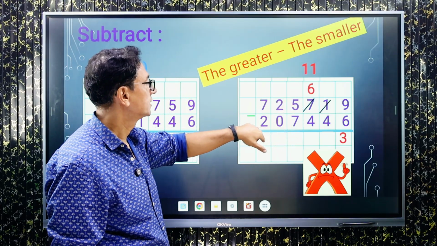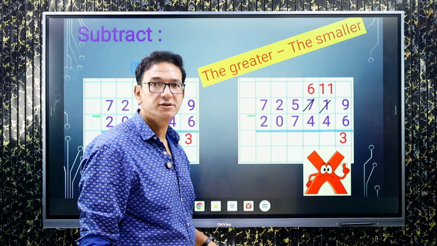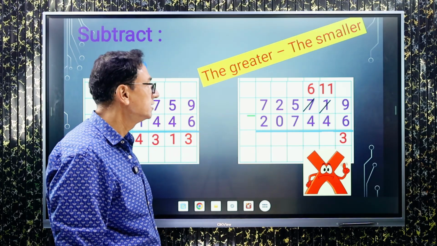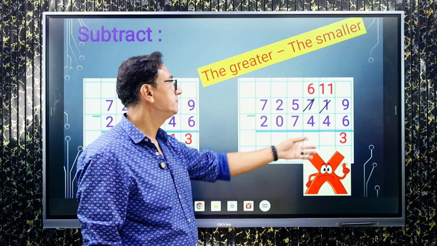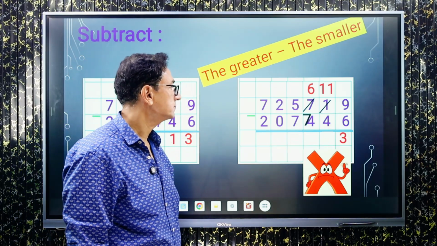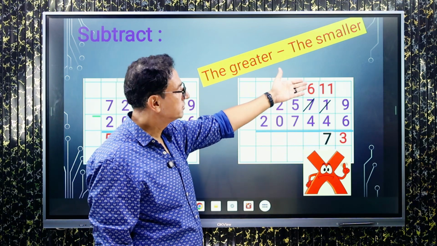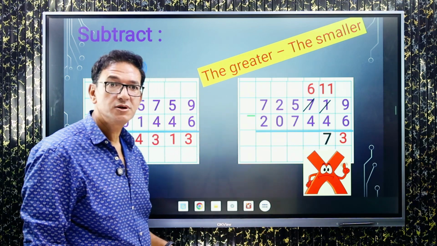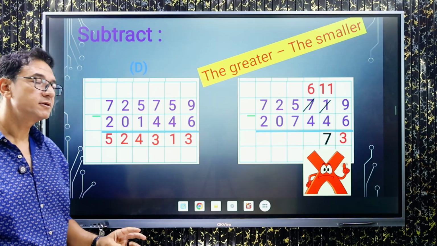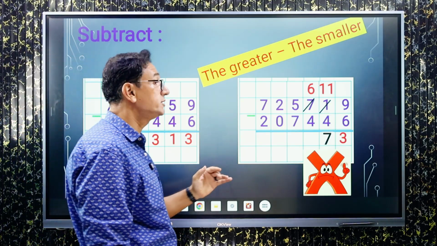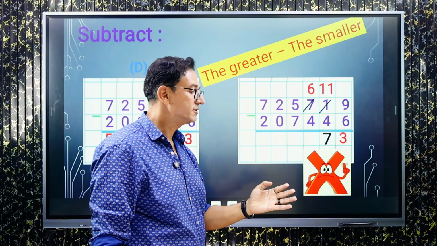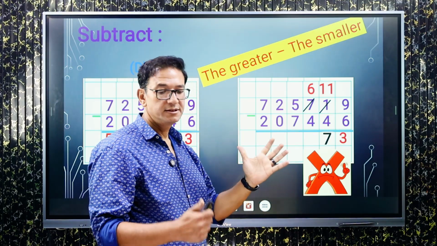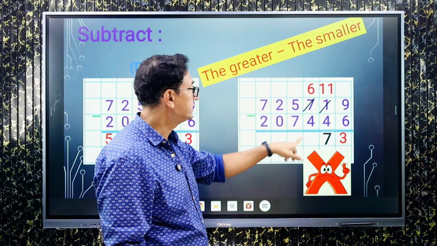Yes. 11 minus 4, it goes. 11 is greater than 4, so it will be 7. If you couldn't subtract 11 minus 4, you can count on your fingers after 4 till you reach 11. After 4, we have 5, 6, 7, 8, 9, 10, 11. So it will be 7.